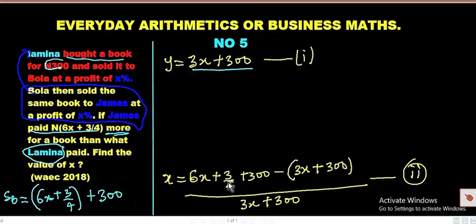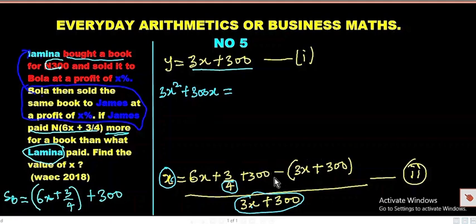I'm going to have this 4. This 4 is going to multiply everything here, 3x plus 300, we multiply this x. So I'm going to have 3x squared, of course. So x times this is 3x squared, then plus 3x times 300 is going to be 300x. And this is going to be equal to. Now I'm also going to clear this part.